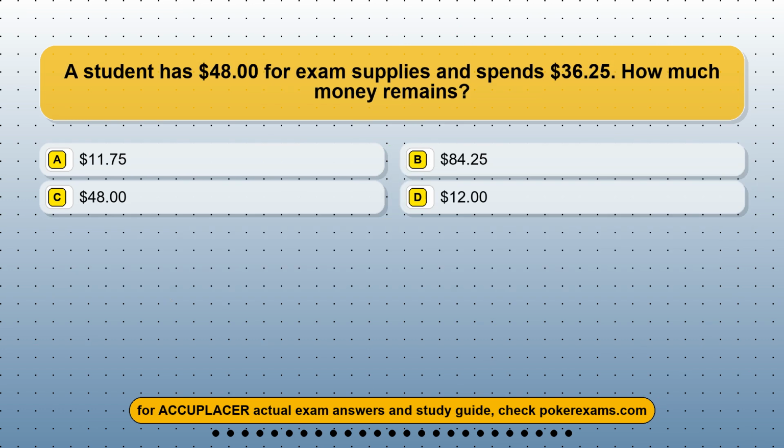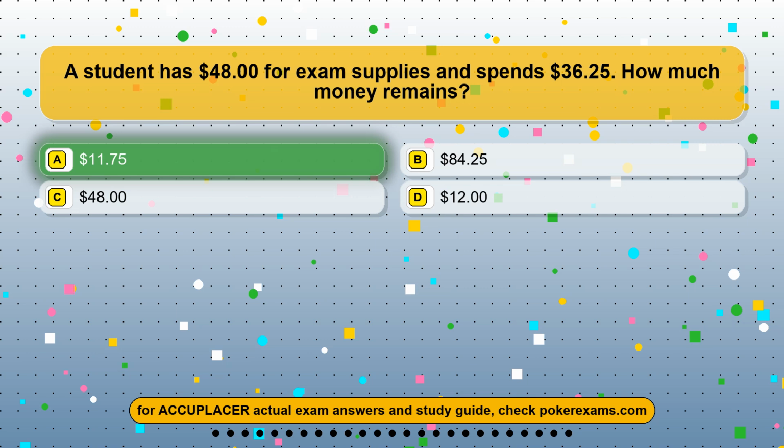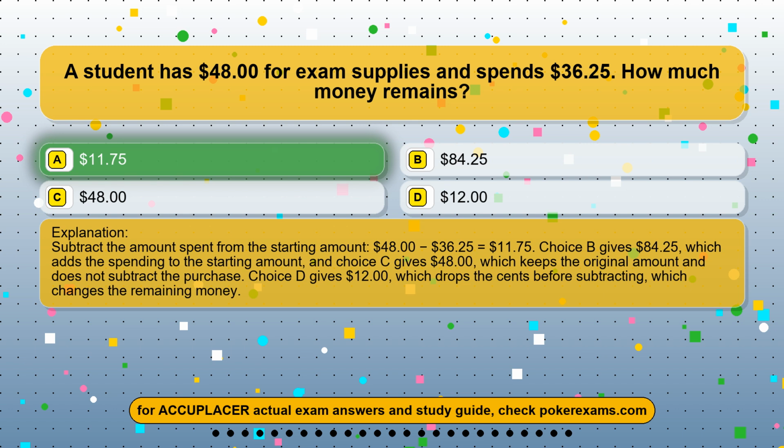Question 3. A student has $48 for exam supplies and spends $36.25. How much money remains? Option A, $11.75, option B, $84.25, option C, $48, option D, $12. The correct answer is option A, $11.75. Subtract the amount spent from the starting amount.